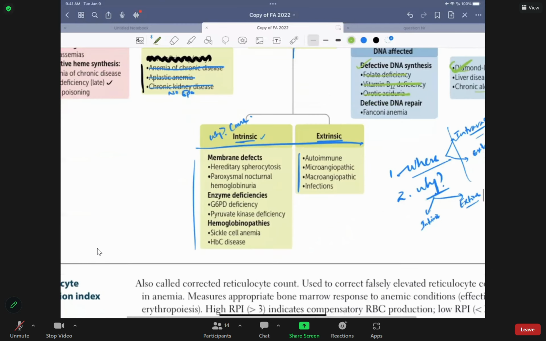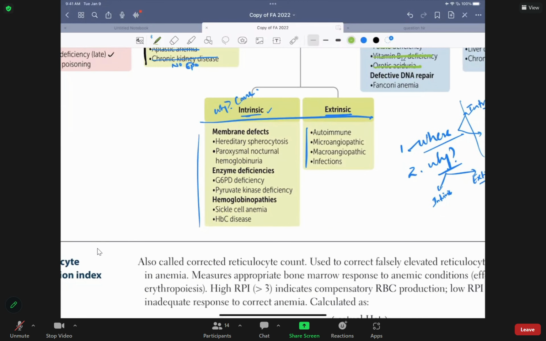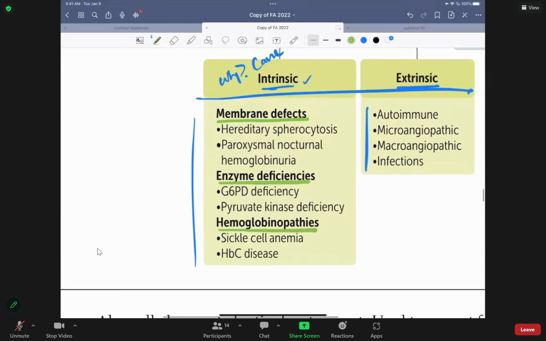Now, if you go here, look at this. It's beautifully separated. There's a membrane defect. There's an enzyme defect. There's a hemoglobinopathy. Look at this, folks. Hereditary spherocytosis. What's the problem? Membrane defect of ankyrin and spectrin. Paroxysmal nocturnal hemoglobinuria. What's the problem? Membrane receptor CD55 and 59. See, they're nicely divided into membrane defects. Then you have enzyme deficiency. G6PD is an enzyme deficiency. Pyruvate kinase is an enzyme deficiency.